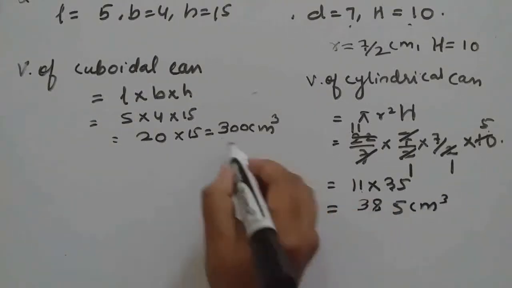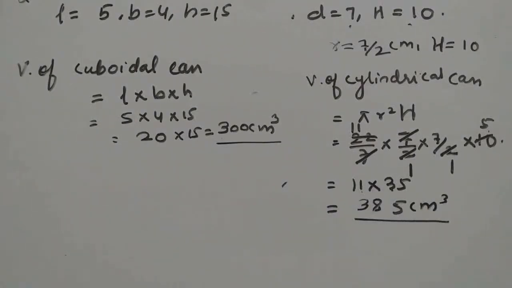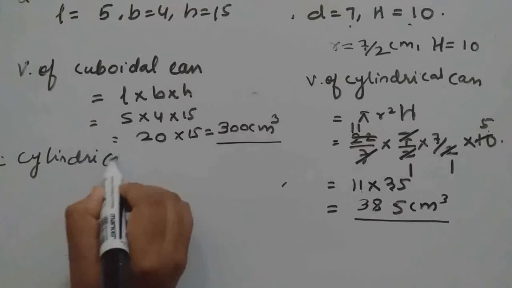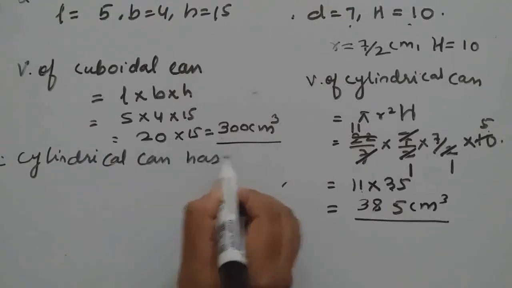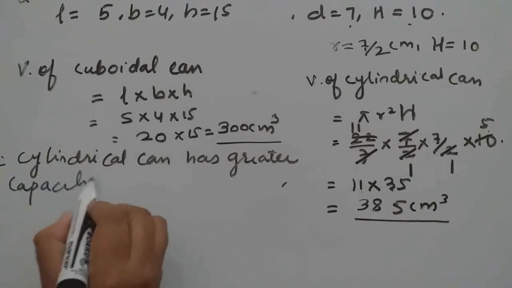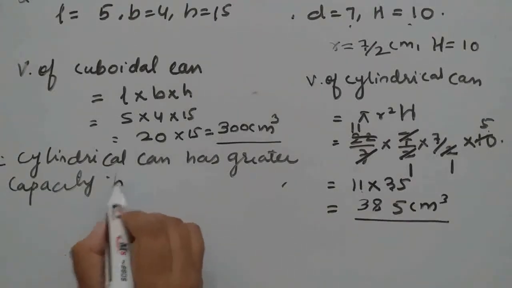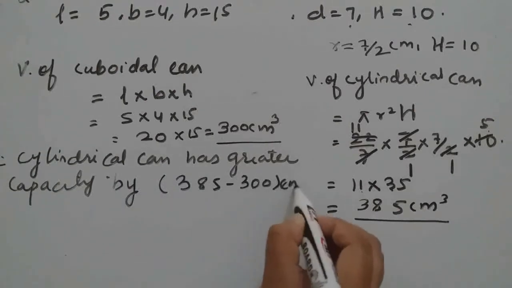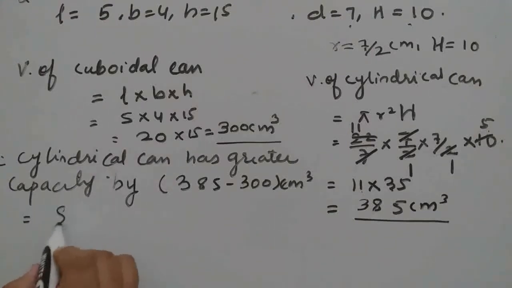Okay, so for cuboidal we got 300, for cylindrical we got 385. So directly we can say the cylindrical can has greater capacity, isn't it? Cylindrical can has greater capacity. By how much? 385 minus 300 centimeter cube equals 85 centimeter cube.